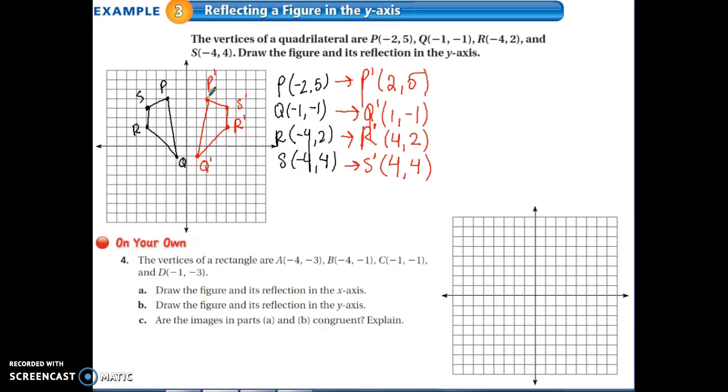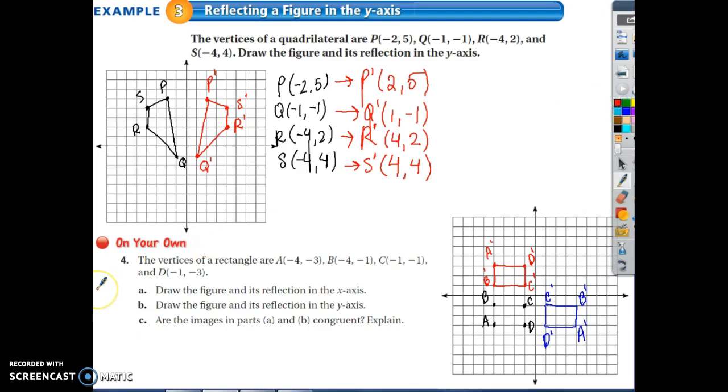Go ahead, take a moment to pause the video and do number 4 on your own. Draw the figure and its reflection in the x-axis. I did that in red in part A. We simply take our old rectangle and fold it up over that horizontal line of reflection. In part B, I did the reflection over the y-axis in blue. So again, we simply fold that figure over our vertical line of reflection this time and stamp it on the other side.